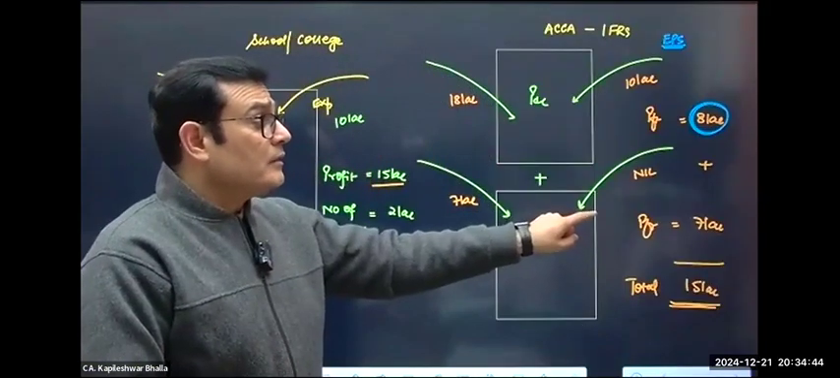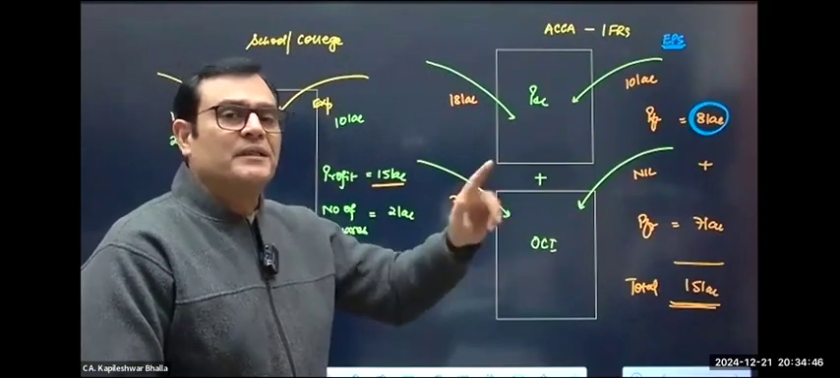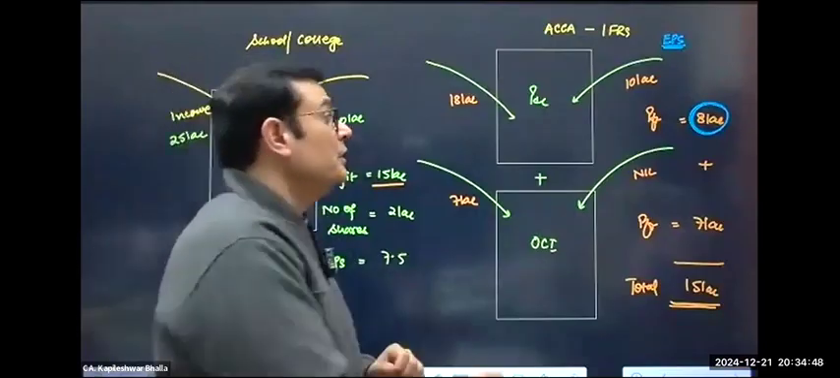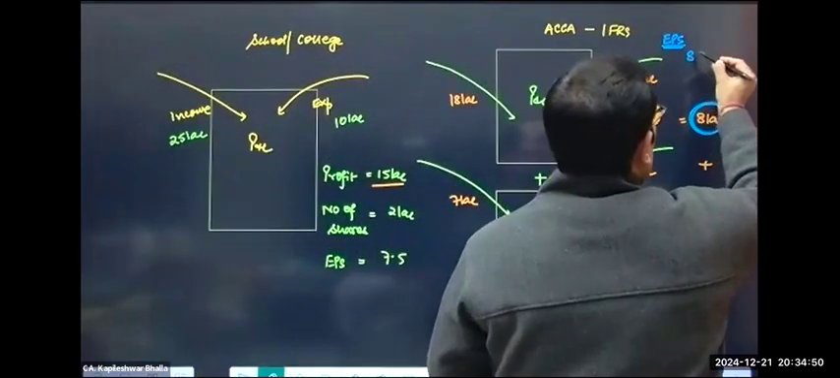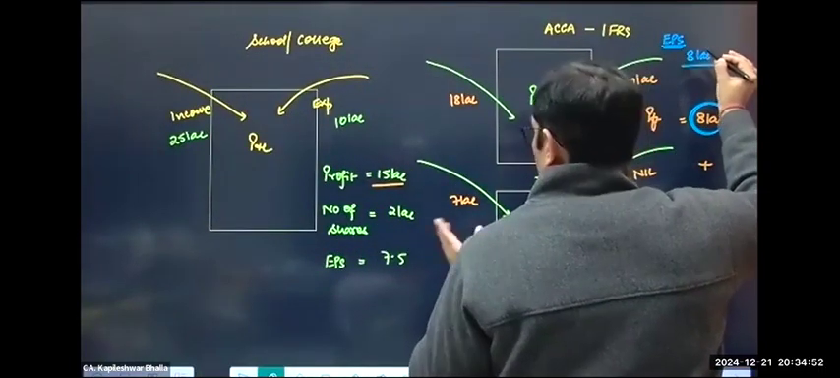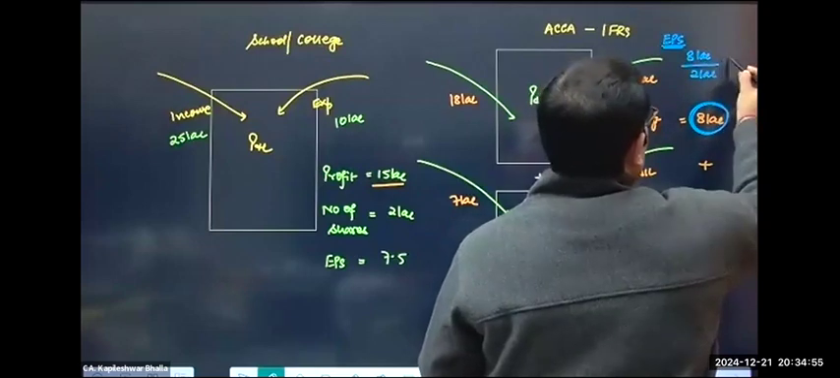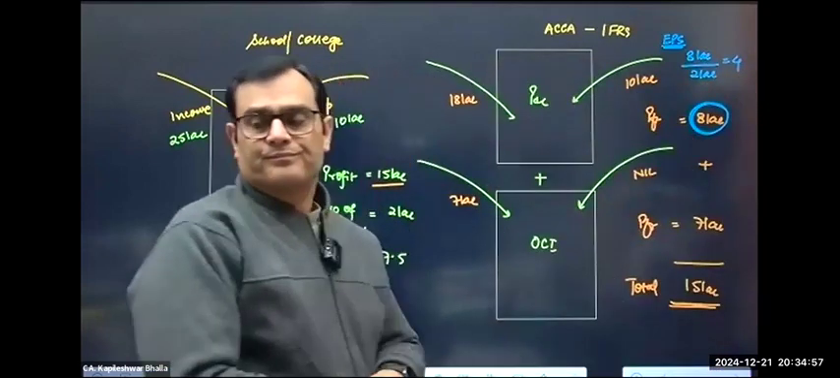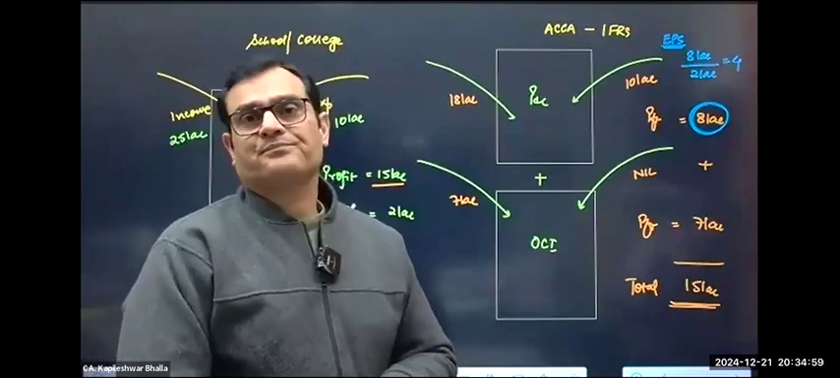What enters in the other comprehensive income is not to be taken in the EPS calculation. So I will take this 8 lakhs profits in the P&L divided by the number of shares, 2 lakh, and the earning per share becomes 4. Did you get the maths?